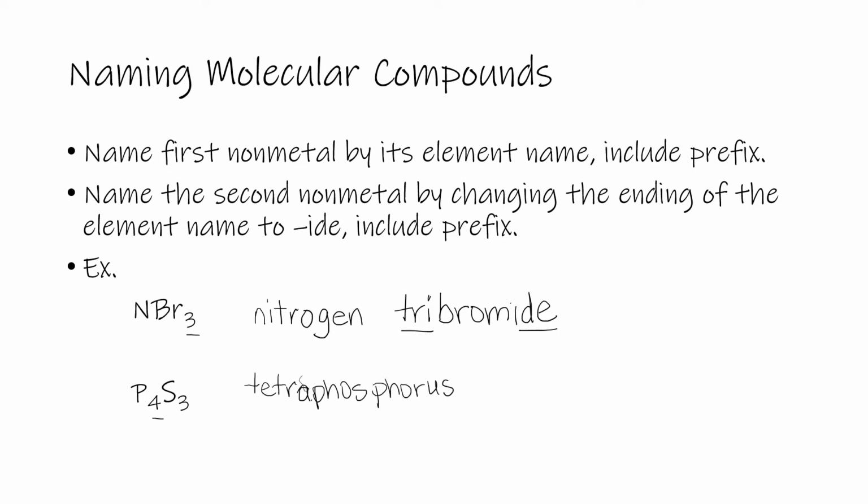And the second element is sulfur. We're going to have an IDE ending to it. We have 3 of those, so that's trisulfide. So P4S3 becomes tetraphosphorus trisulfide.